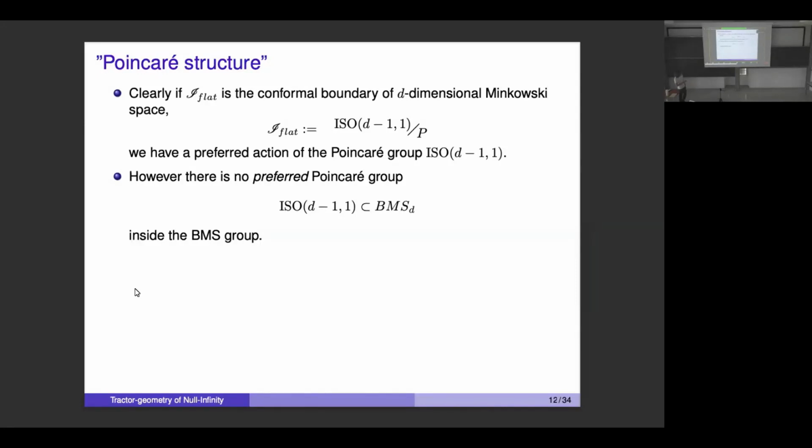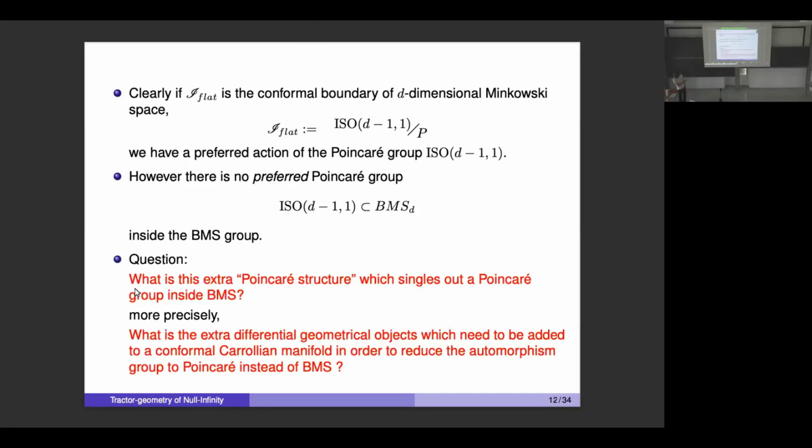So again, if you're thinking in terms of the homogeneous space, so if you're thinking that Minkowski space is some homogeneous space for the Poincaré group, I think I convinced you hopefully on Friday that then the boundary also should be a homogeneous space for the Poincaré group, and this should just be this homogeneous space. Now, clearly, this homogeneous space has a Poincaré group action, but there is no preferred Poincaré group inside BMS. Okay, it's a fact. So the question is, what are you missing? What do you need to pick one Poincaré group inside BMS? What is the extra differential geometrical object that you need to do justice?